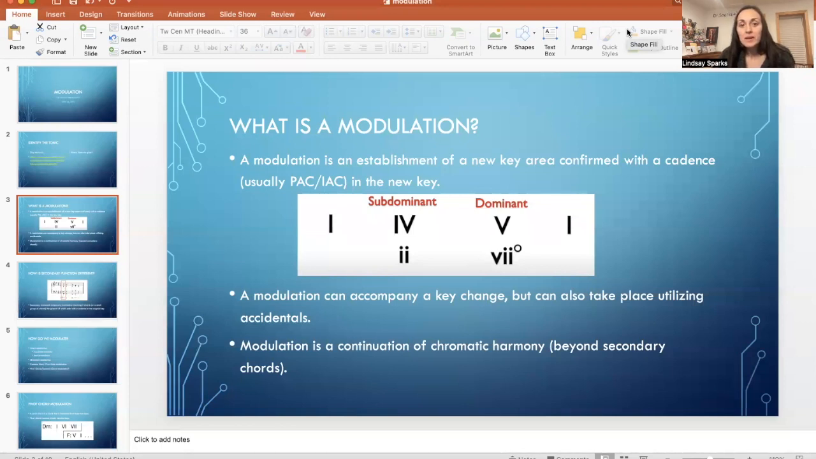Today we're going to be talking about modulation. Now, as far as the AP exam goes, modulation is not a topic that is front and center. Generally speaking, we kind of stop right after secondary dominance, but you may be asked something like, to orally identify where a particular key area has modulated.